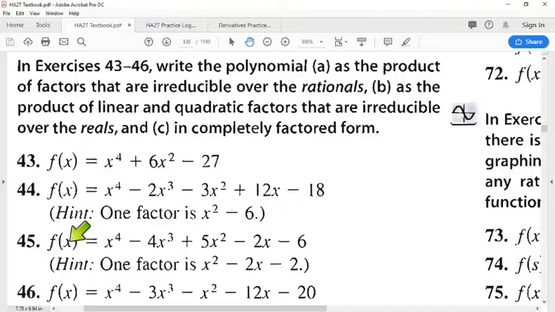Okay, number 45. Oh, look at all those directions. Write the polynomial as a product of factors that are irreducible over the rationals. So that means we have to factor completely. B, as the product of linear and quadratic factors that are irreducible over the reals. That means completely factor also. And C, in completely factored form. That is like three different ways we can write our answer.